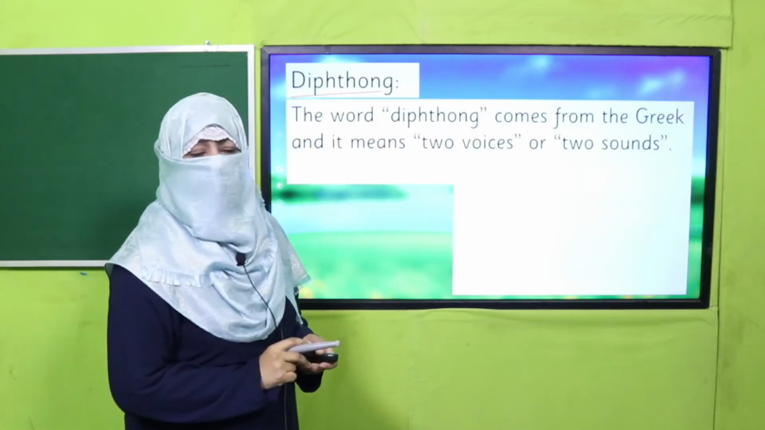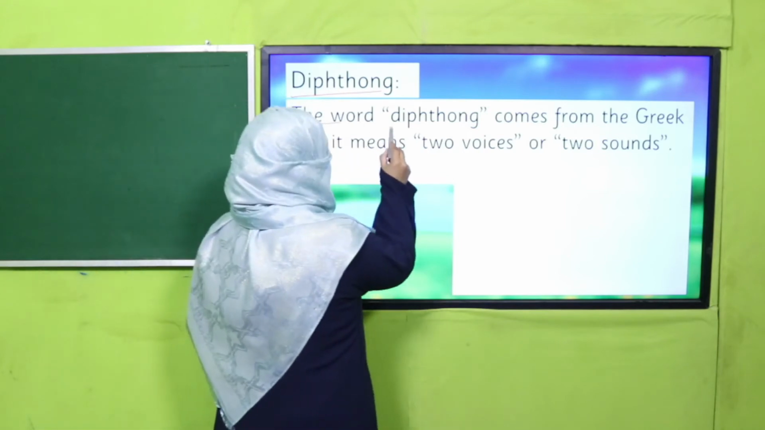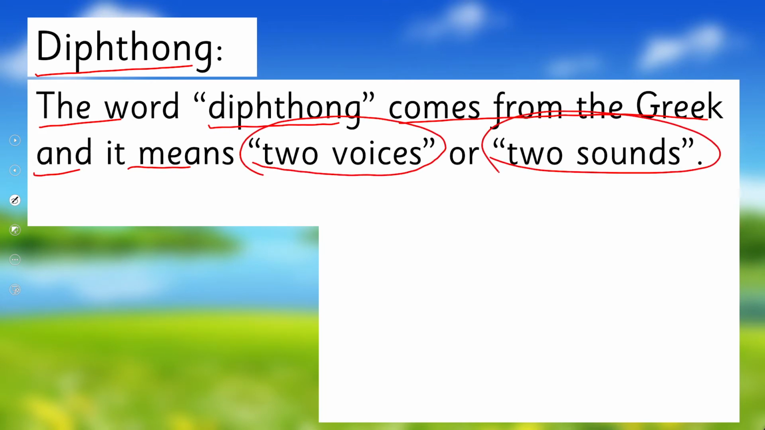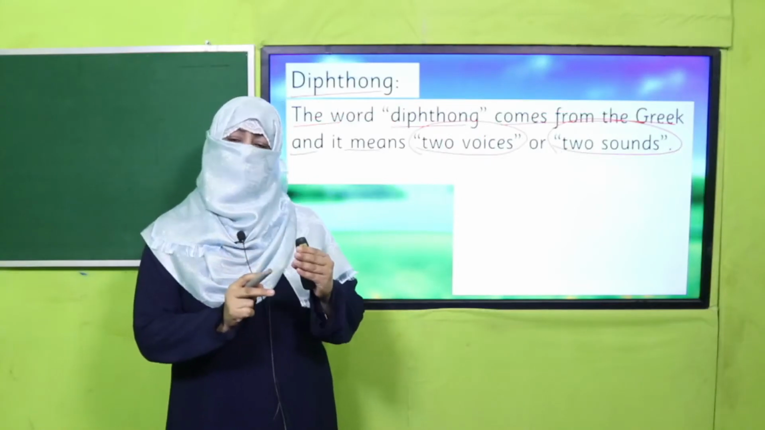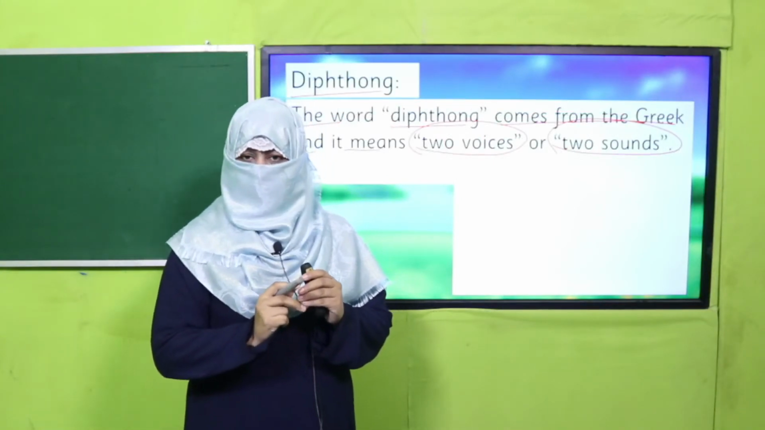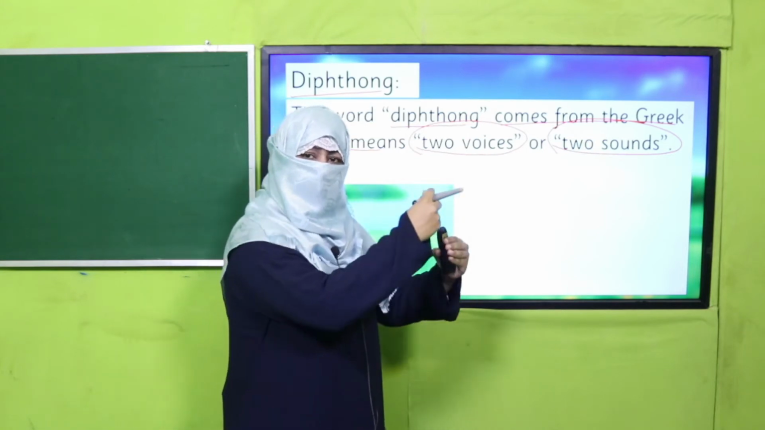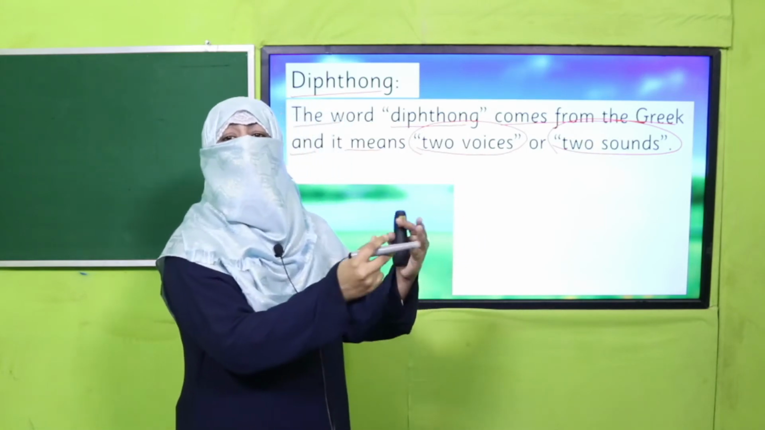So let's move on, and the next is diphthong. What is a diphthong? The word diphthong comes from the Greek and it means two voices or two sounds. What happens basically is that two vowel sounds slide together with each other and make a new sound.